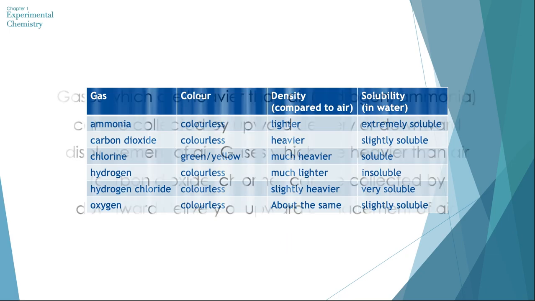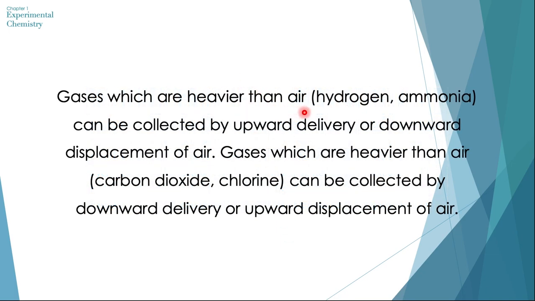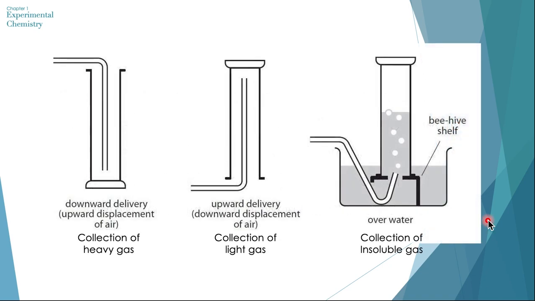So gases which are lighter than air, like hydrogen and ammonia, can be collected by upward delivery or downward displacement of air. And gases which are heavier than air, like carbon dioxide and chlorine, can be collected by downward delivery or upward displacement of air. So here we have the methods for the collection of gases. Here's what we're talking about.